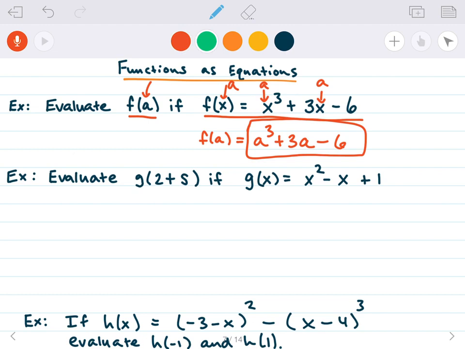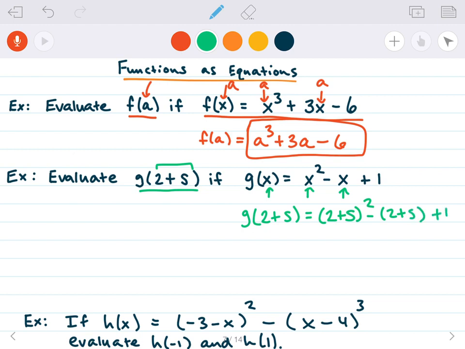Okay, now try to do this one. This one's kind of crazy, but it's okay. So this time we have this thing that we're inputting into our variable x. So wherever we see an x, we're inputting 2 plus s. Okay, so g of 2 plus s. I'm going to put a 2 plus s anywhere I see an x. Squared minus 2 plus s. Be sure to put those parentheses there.